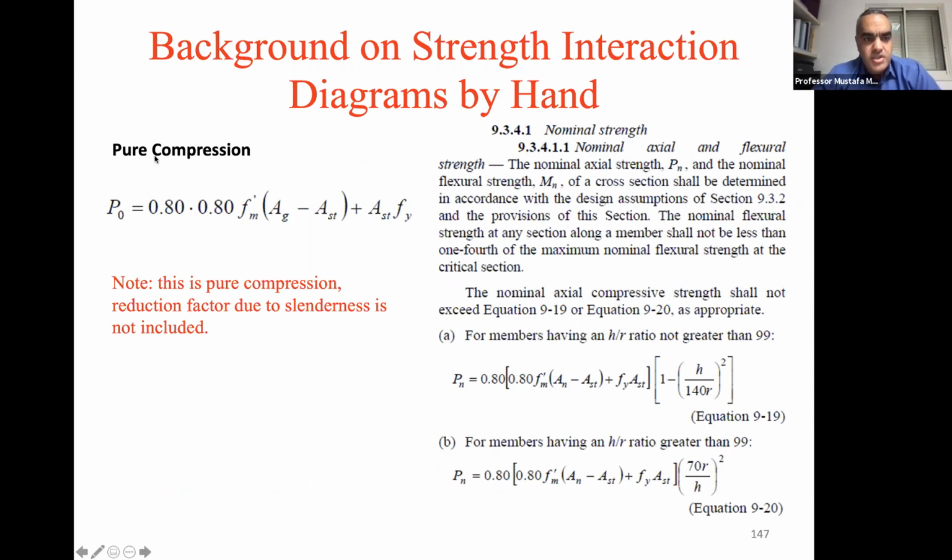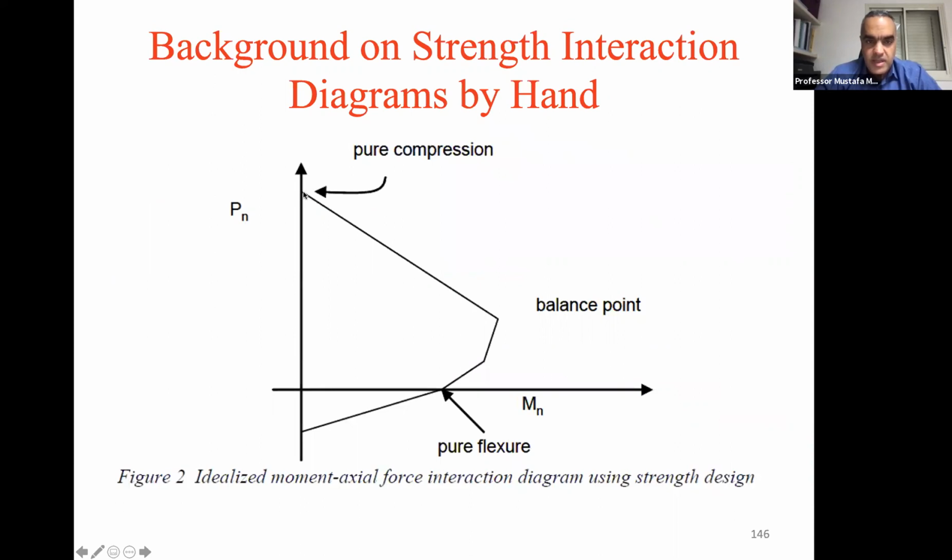So we have a pure compression case. This is equal to this equation without any consideration to stability. Okay, so that's the pure compression case. It's the same equation that we showed before, except there is the stability factor that was in the brackets on the left hand side, without it. So that's this here, the one at the top of the vertical axis.